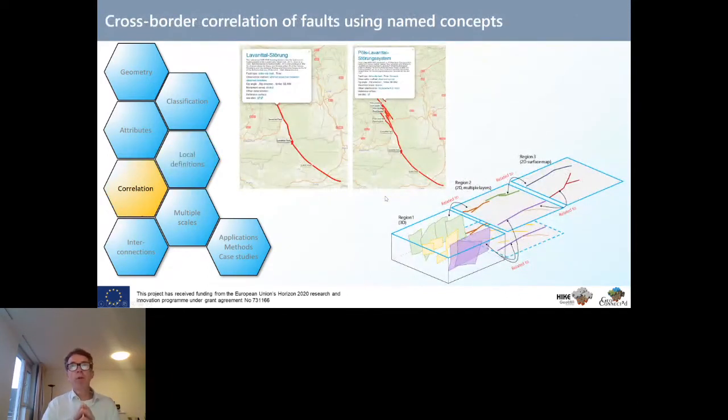This vocabulary system is also used as a robust tool to pragmatically and efficiently correlate faults across borders and different areas. Information just differs across borders. Some countries have a lot of information, other ones do not have that much information. So it's very difficult to make a very consistent 3D model of faults, but through our system, we can now link the faults across these borders and still know which belongs to what.